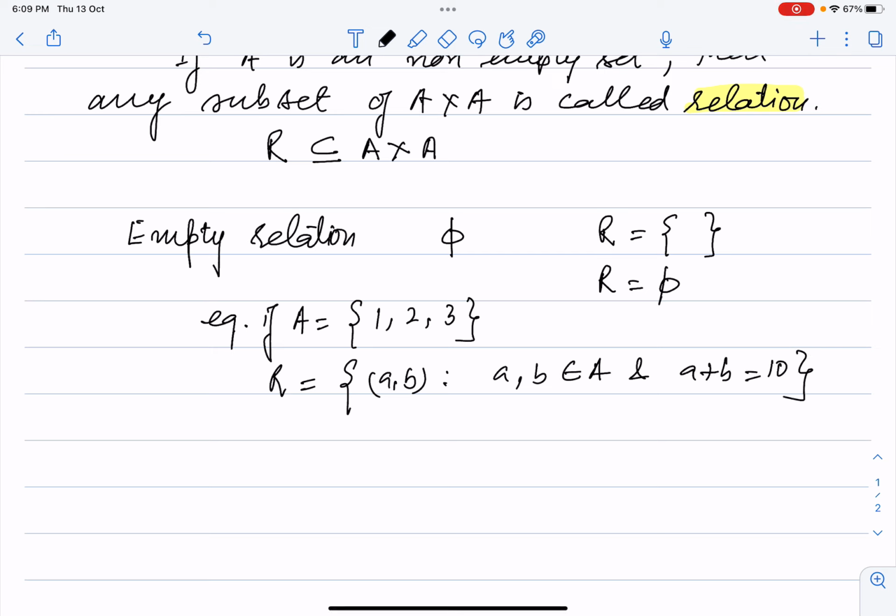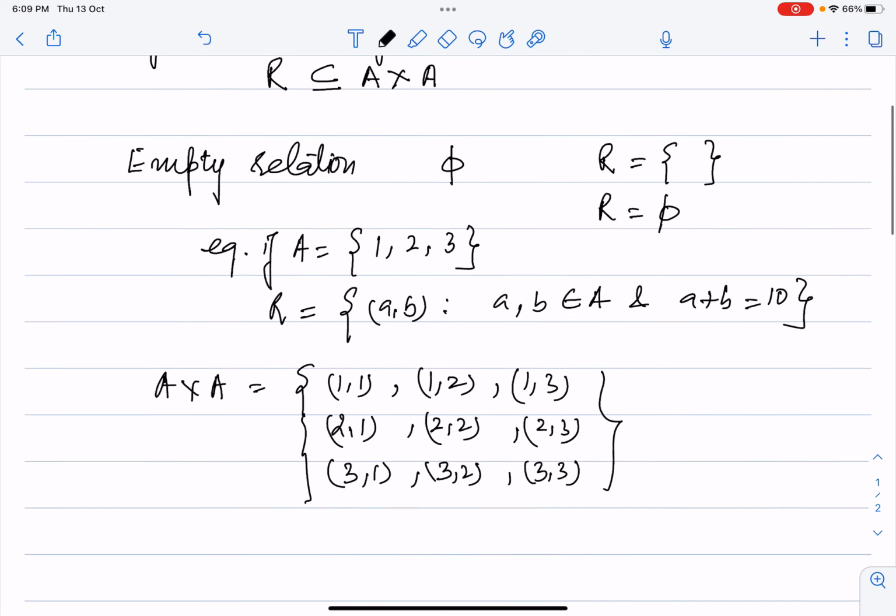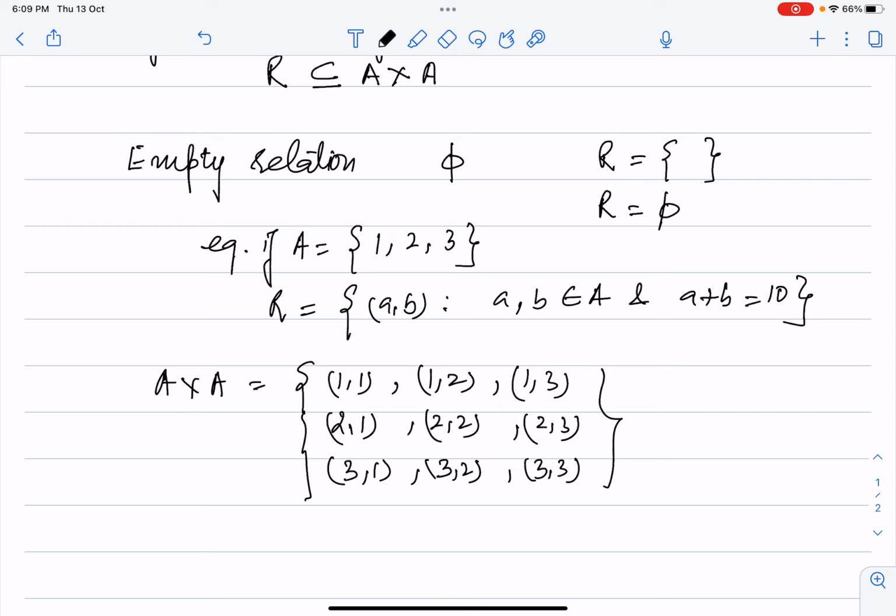Can we get any pair whose sum is 10? If I write A cross A, this is given as (1,1), (1,2), (1,3), then (2,1), (2,2), (2,3), (3,1), (3,2), (3,3). So we see that in all ordered pairs, the sum is never equal to 10. Maximum it is equal to 6. So this relation is an empty relation. So R is equal to phi over here. So this is an example of empty relation.